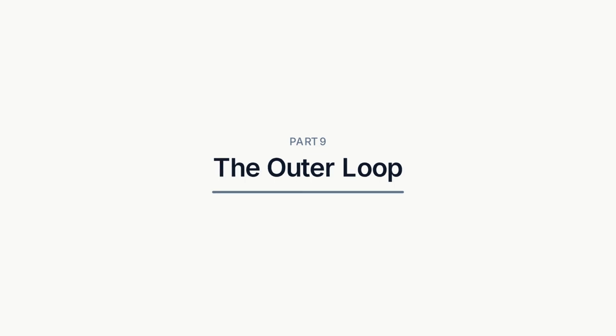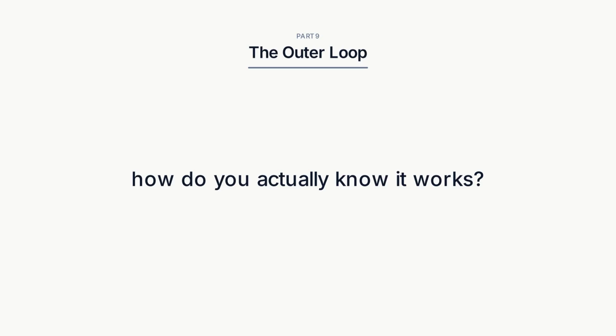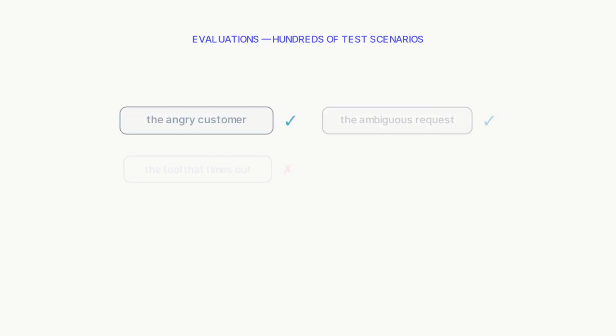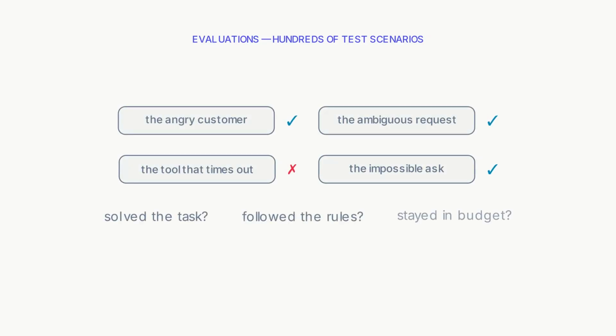Part 9: The outer loop. One question remains, and every serious team obsesses over it. After you build all of this, how do you actually know it works? The answer is evaluations. Hundreds of test scenarios run against the agent every time anything changes: the angry customer, the ambiguous request, the tool that times out halfway through.